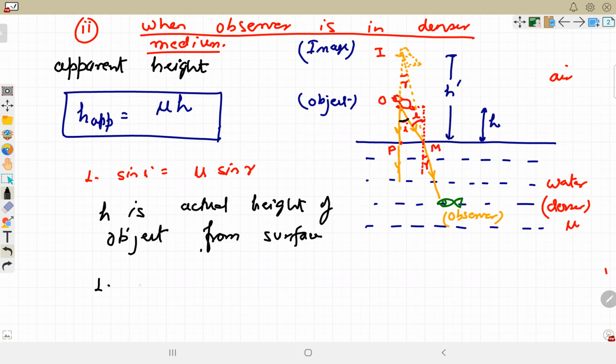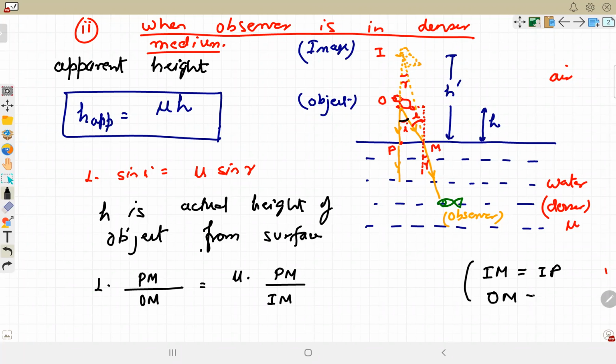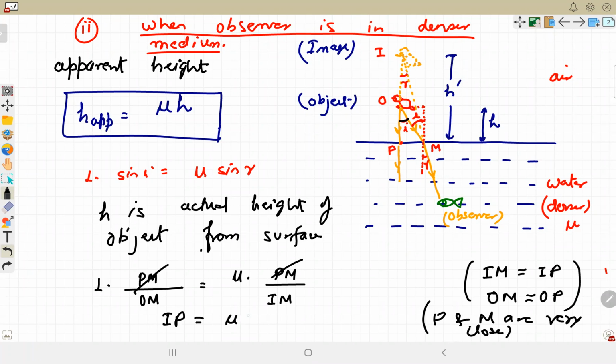Sin i is perpendicular PM divided by hypotenuse, which is OM, equal to mu. Sin r is again perpendicular divided by hypotenuse IM, and since points M and P are very close, we can write IM as IP and OM approximately as OP, because P and M have to be very close for the perpendicular view. We will view the object perpendicularly, only then these formulas will be applicable. PM gone. OM, IM becomes IP equals mu times OP.